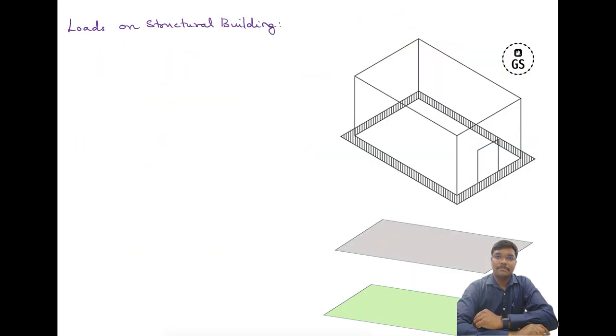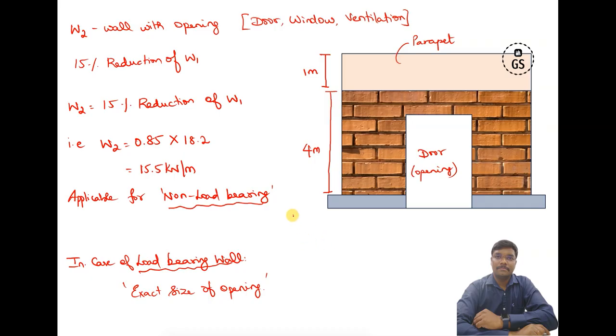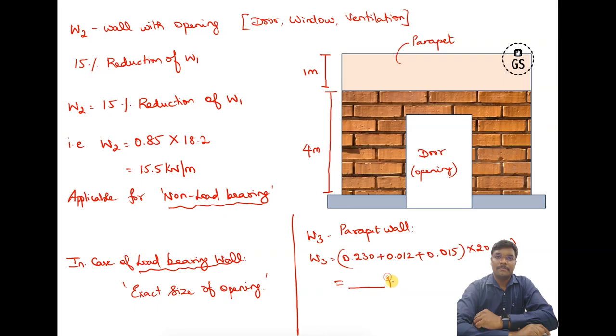So let's do that. For W3 value, that is for parapet wall, W3 is similarly calculated: 0.230 plus 12 mm plastering plus 15 mm plastering, multiplied with your unit weight, multiplied with height. That's it. When you work this out, you will come to know what your parapet value is. Clear? I hope this is clear.